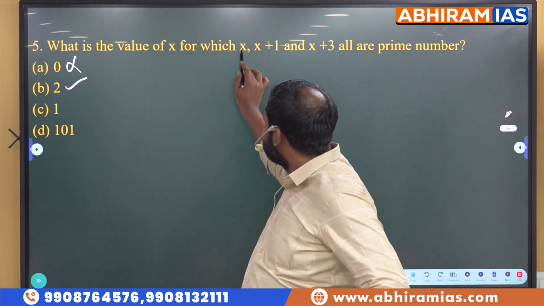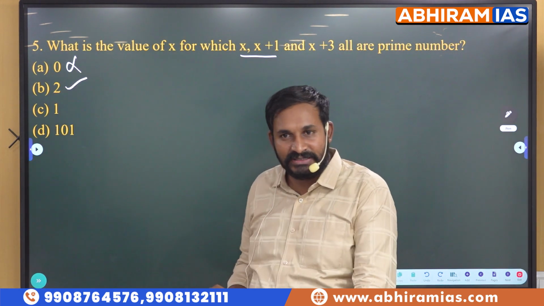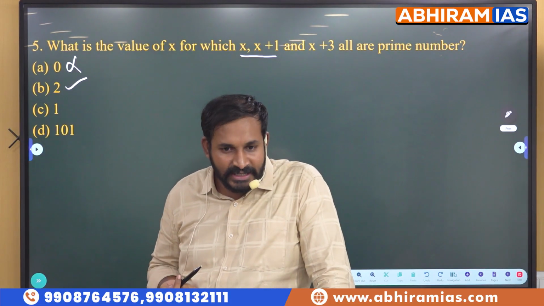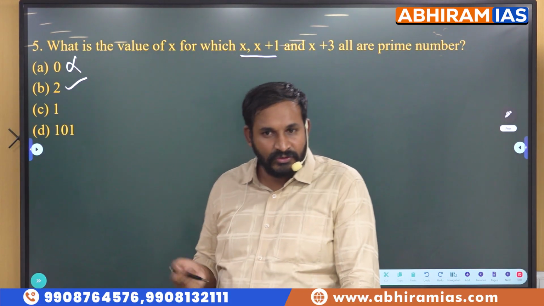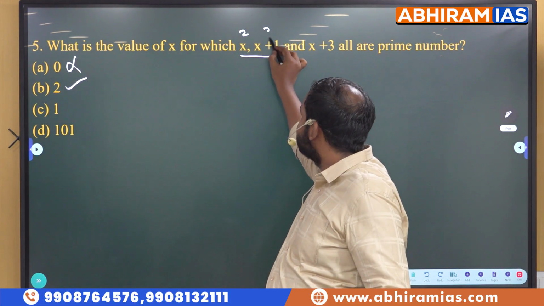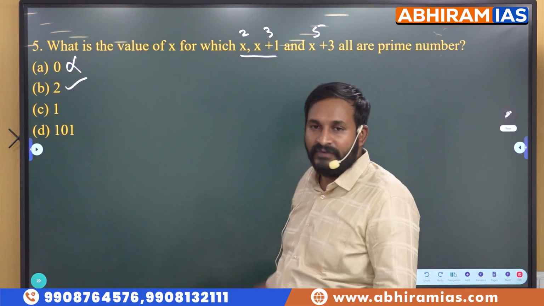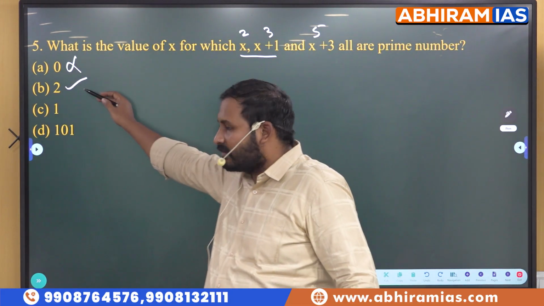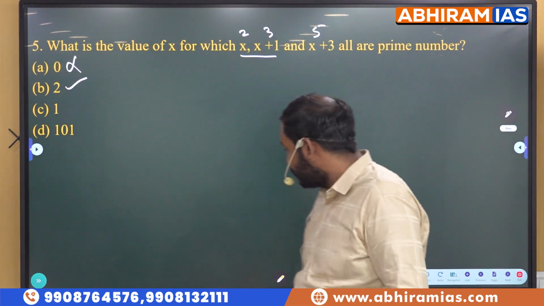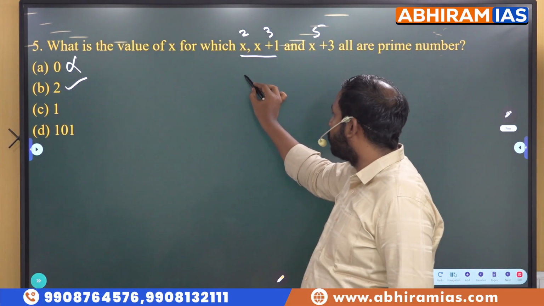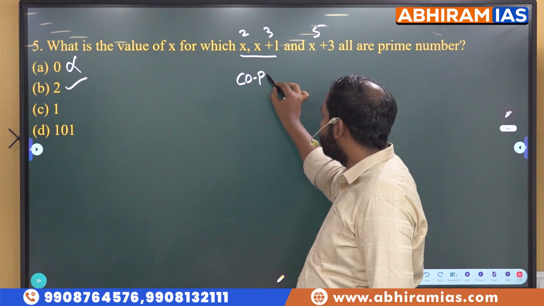So please see here, x and x plus 1 both are prime numbers, they are telling. So obviously 2 will be there in that. So this is 2 and this is 3, and obviously this becomes 5. So what is the value of x here? 2. Now students, actually we didn't write what are called co-primes, which is very, very important for us.